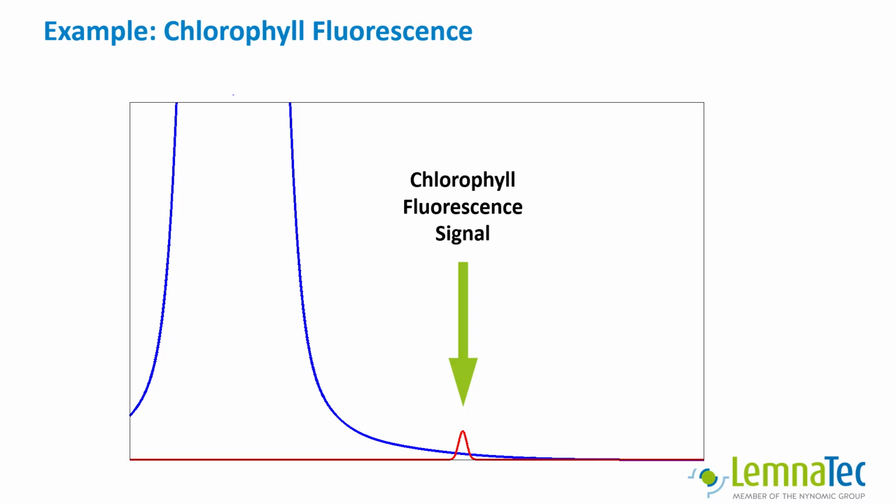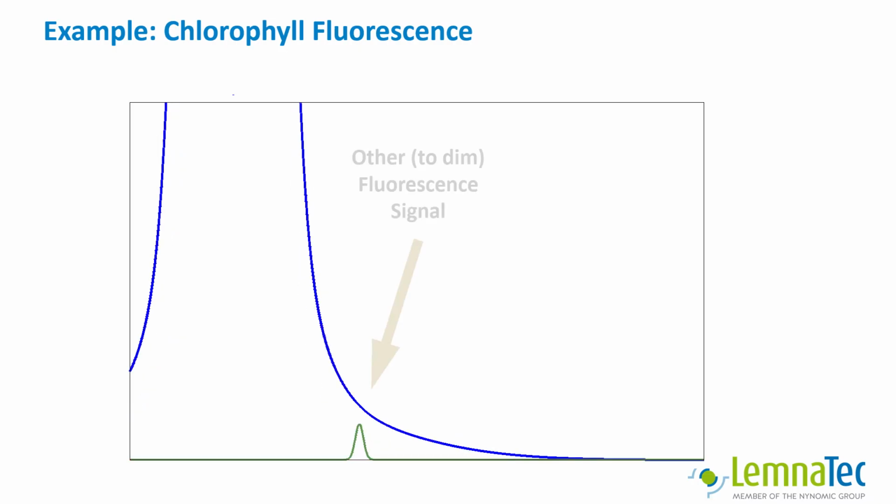nanometers. But the peak of the blue light is far away enough to be fainter at 680 nanometers than the chlorophyll fluorescence signal. However, if you want to measure other fluorescence signals like GFP, make sure that the activation light is dim enough at the fluorescence wavelengths to actually see the fluorescence signal.